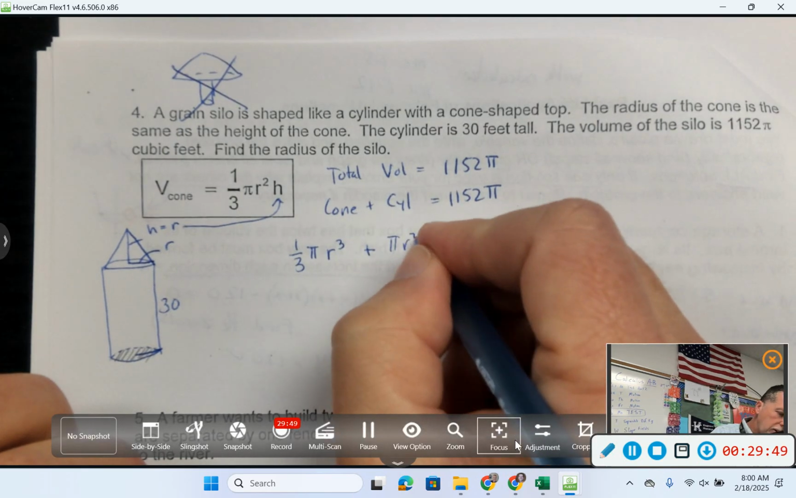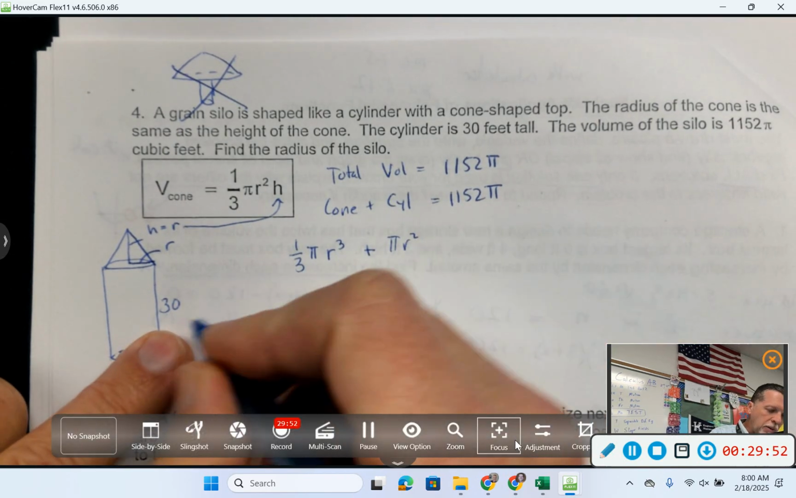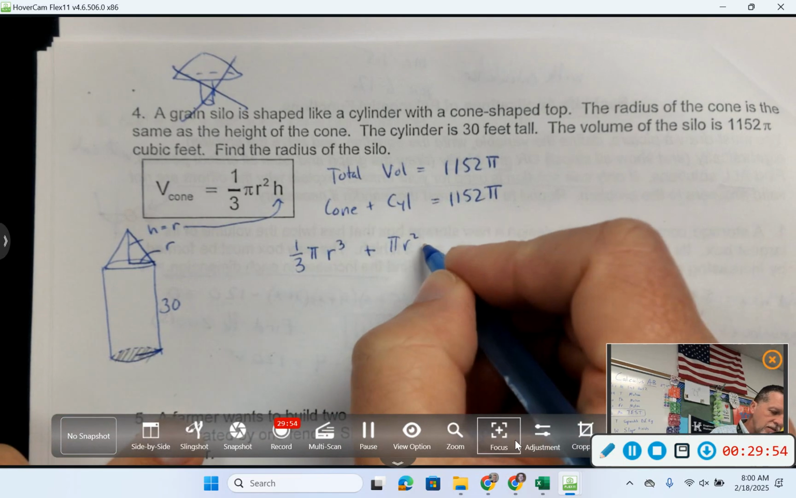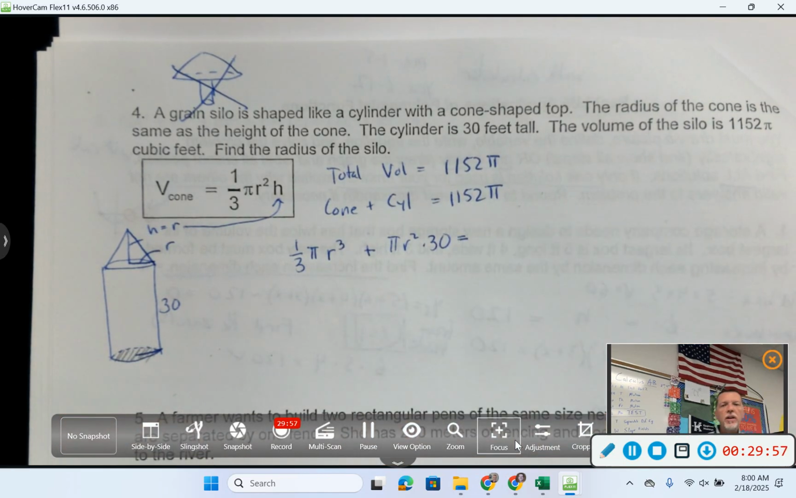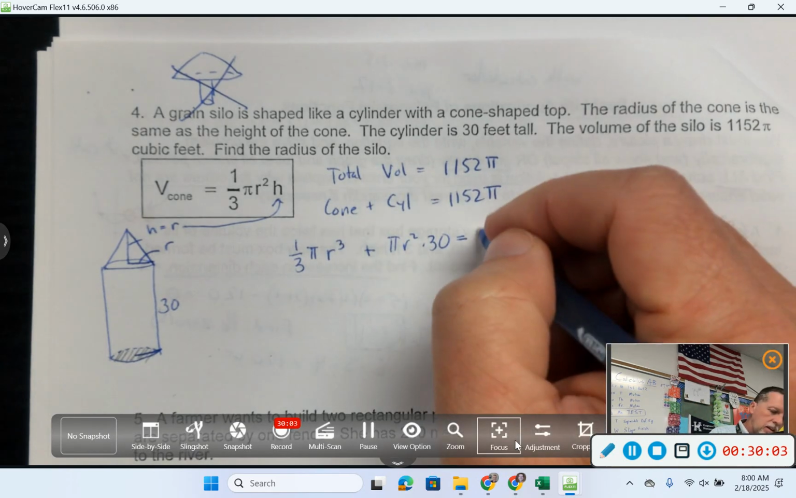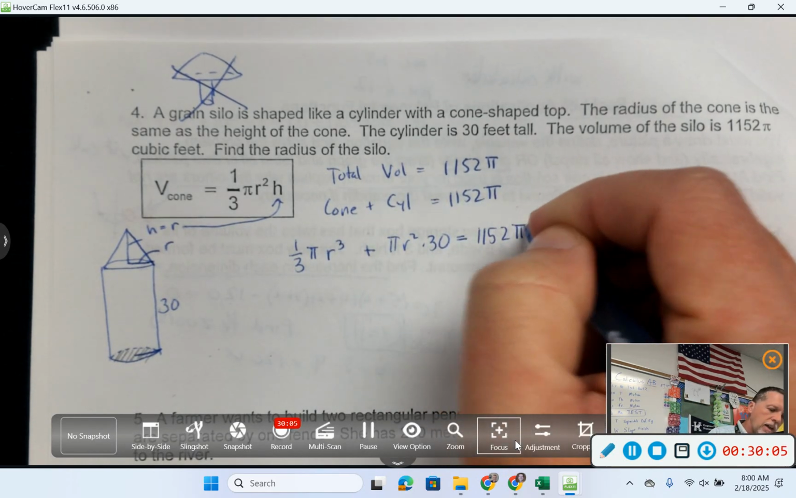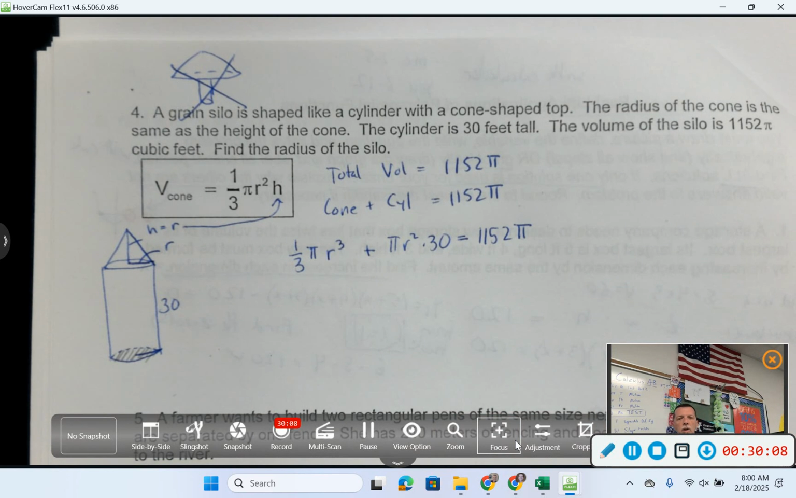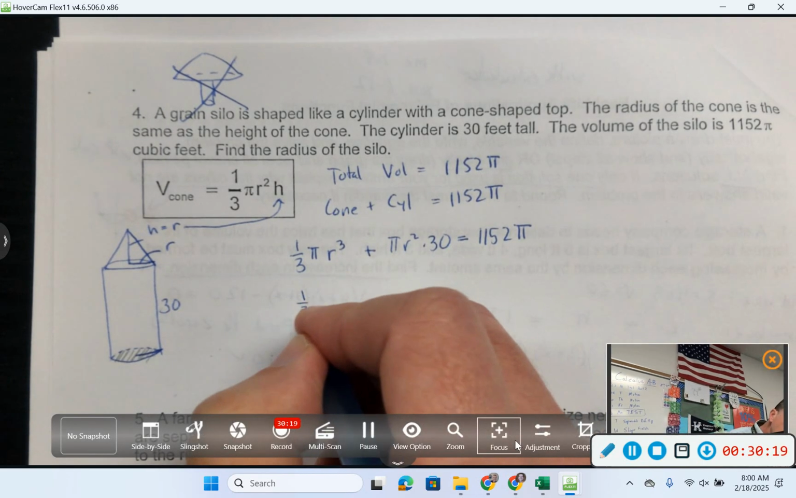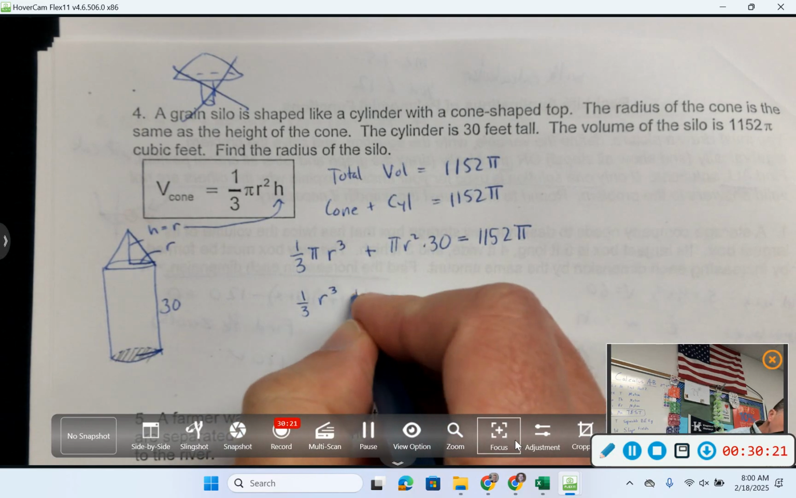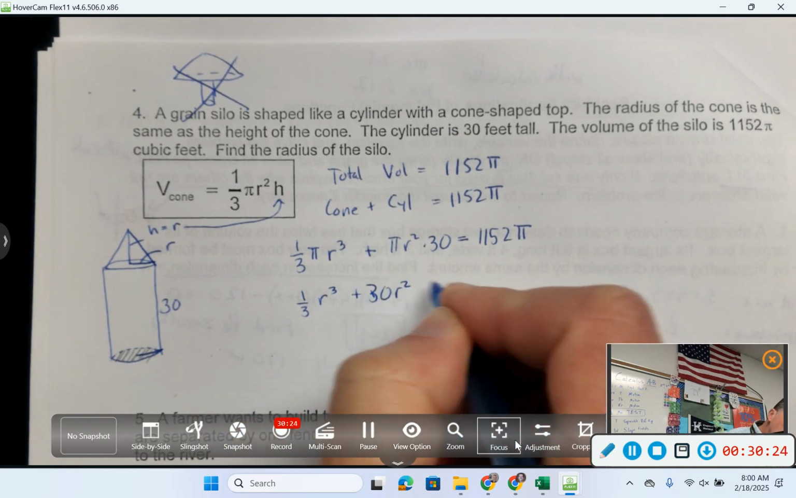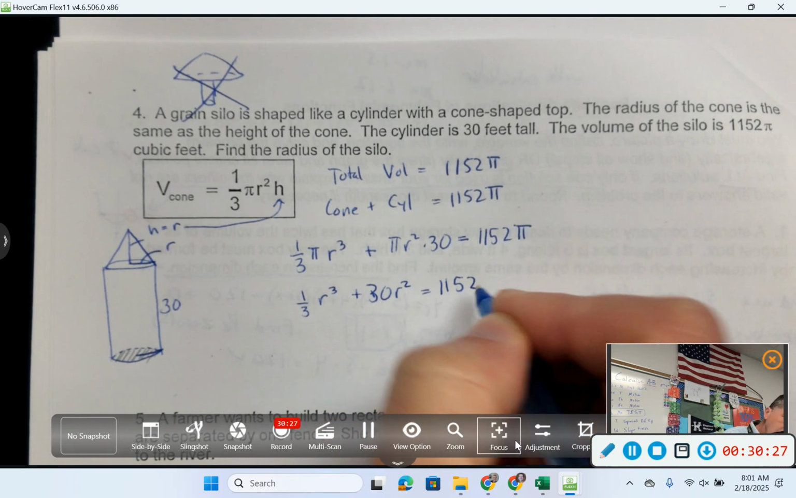So pi r squared times H, but we know H. 30. We know H for the cylinder anyway. 30. Equals 1152 pi. Well, we do want to put that in the calculator, but I think there's at least one minor thing we could do before we go to the calculator. Divide by pi. That'd make life a little easier. So 1/3 r cubed plus 30 r squared equals 1152.